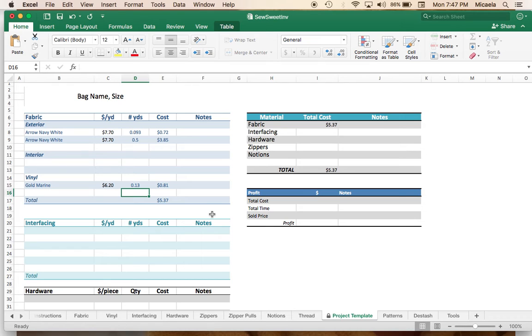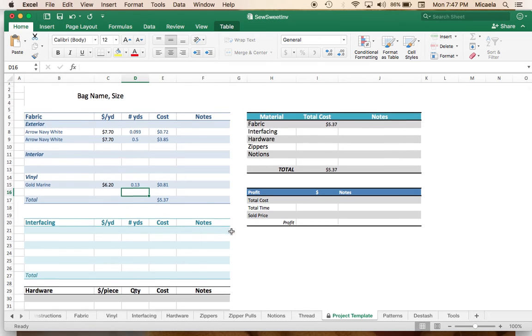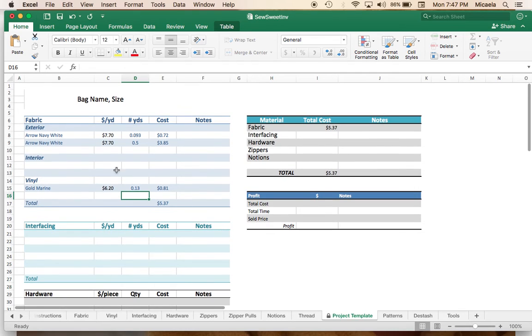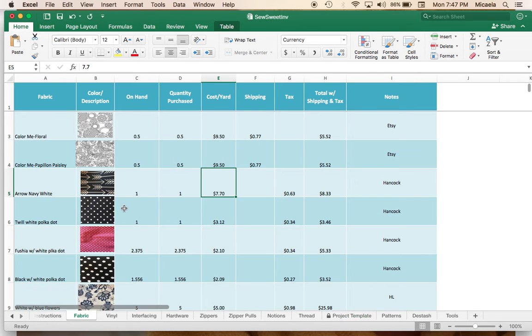I hope this helps you. If you have any more questions, just feel free to contact me. And this will work again for any of the prices that you put in. You just gotta put it in. You could put in on hand here, you could put in your total square inches if you wanted, or the quantity purchased, and then you'd have to translate that again back to your project template.